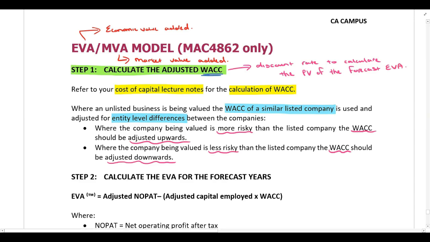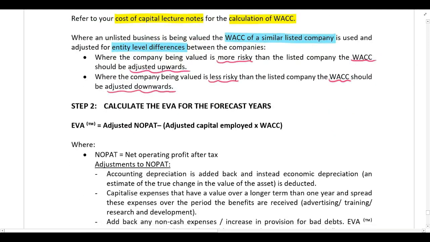So in step 2, we are now going to look at how you calculate this forecast EVA. Then once we have the forecast EVA, we'll use this WACC from step 1 in order to calculate our present value. So in step 2, calculate the EVA for the forecast years. Now once again, this is the same as the free cash flow method. We are only looking at forecast years in our calculation. You don't look at prior years, you don't look at the current year. You only include forecast information in your calculation.